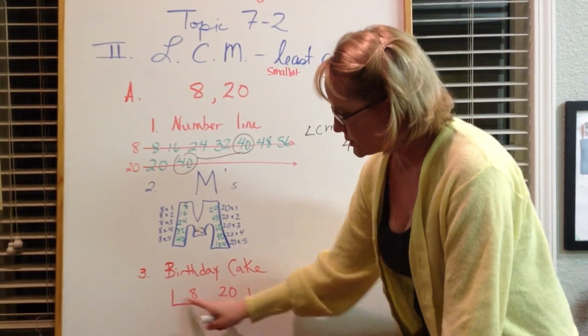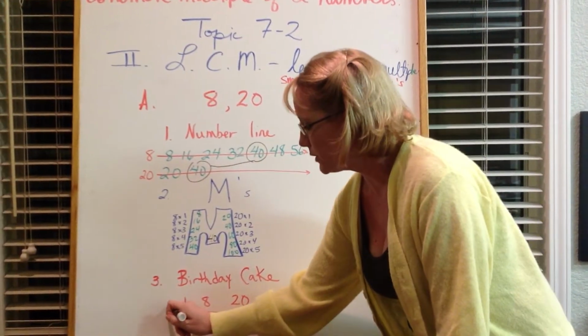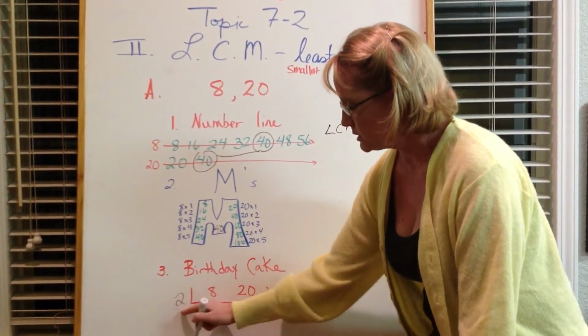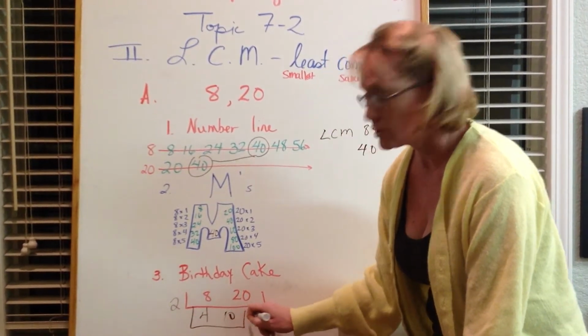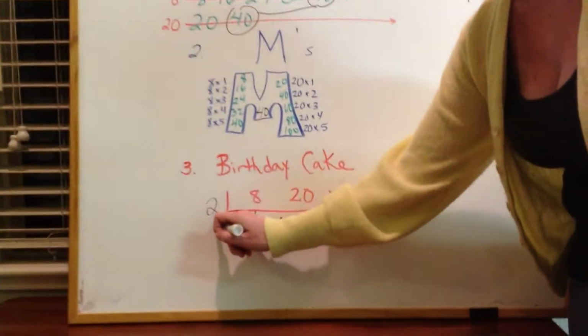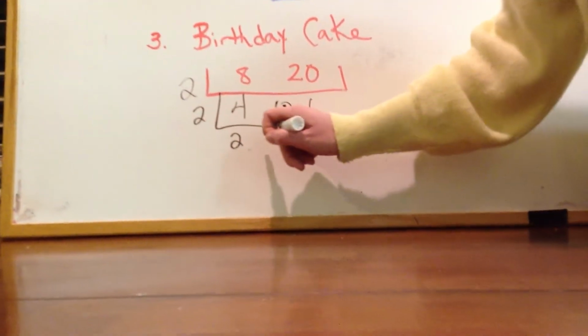So once again, we write our 2 numbers. We think of a number that can go into 8 and into 20. I'm going to say 2. 2 can go into 8 and into 20. 2 goes into 8 4 times, and 2 goes into 20 10 times. Then we do our next layer of our birthday cake, just like we did before. Another number that can go into 4 and 10 is 2 again. So 2 goes into 4 2 times, and 2 goes into 10 5 times.